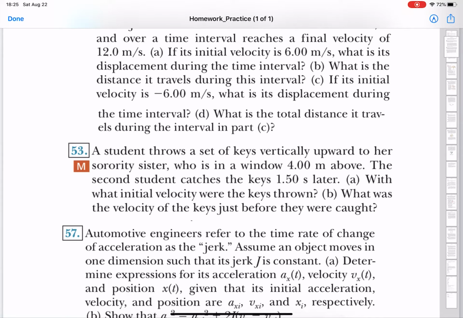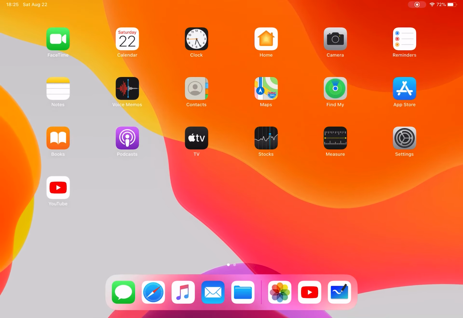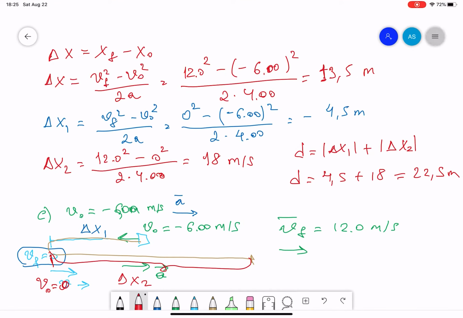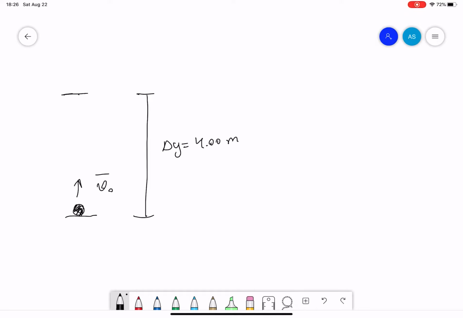Okay, now 4 meters, 1.5 seconds. Let's clean up this one. So the key is here. Let's say it was thrown with velocity v initial, upwards. Then at a certain distance, which is delta y, equal to 4 meters, her sister catches the key.